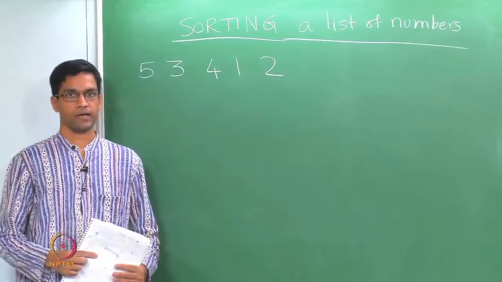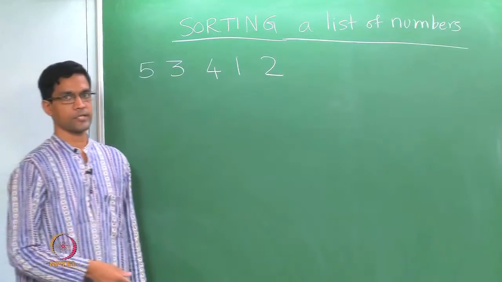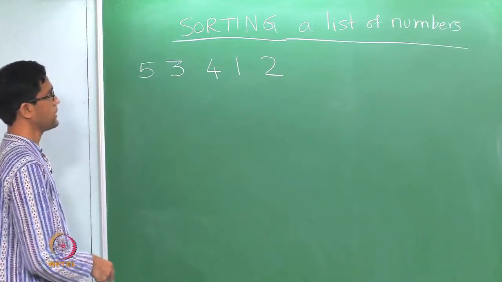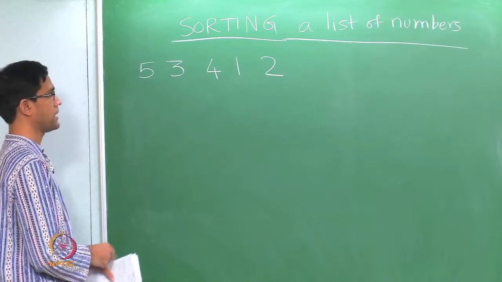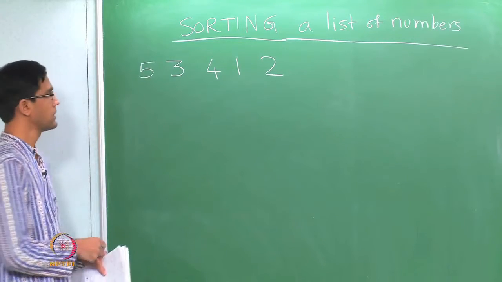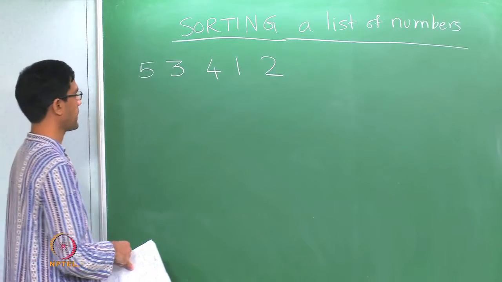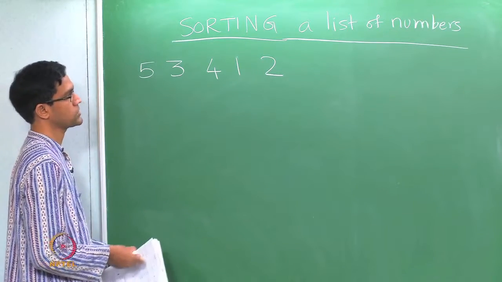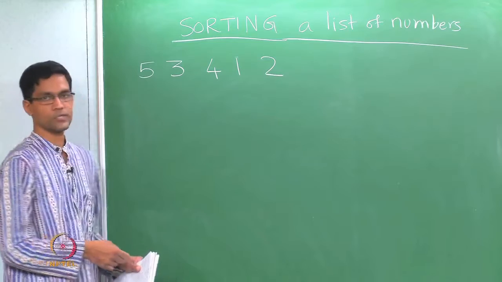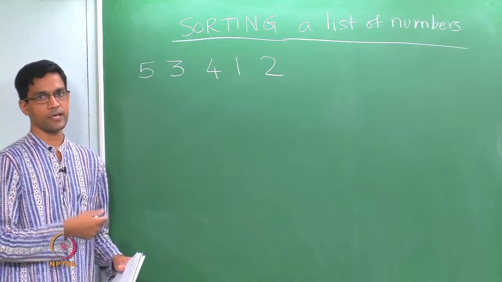Okay, welcome back. So what we will talk about today is the following problem, that of sorting a list of numbers. Okay. So what's a typical example? I write down the numbers from 1 to 5, but not in increasing order. I write them in some permuted order. So I write 5, 3, 4, 1, 2 for instance. And now the problem is to try and sort these in increasing order.